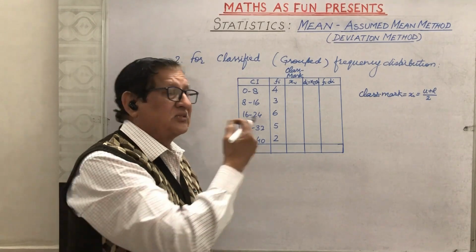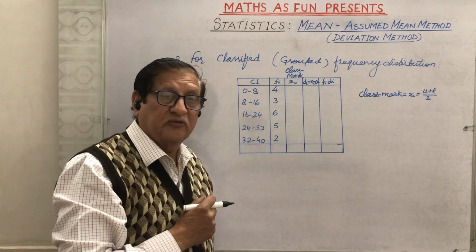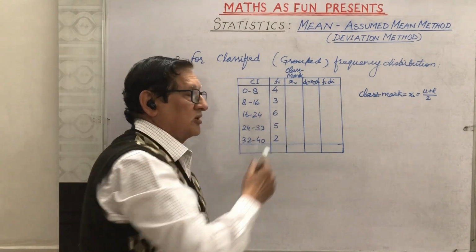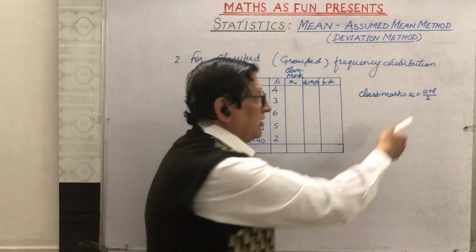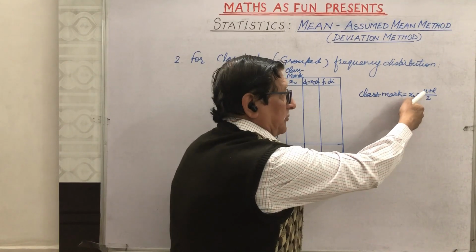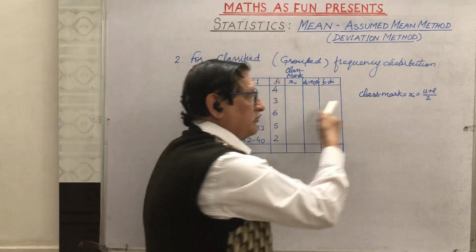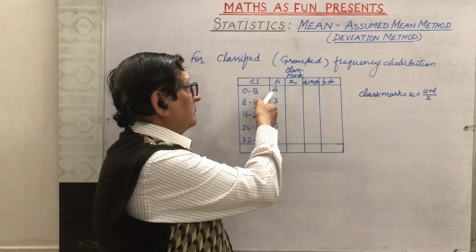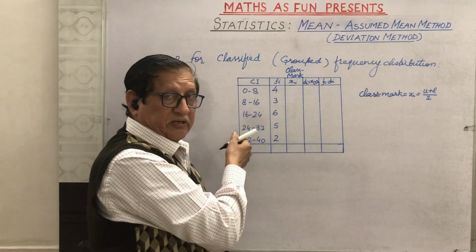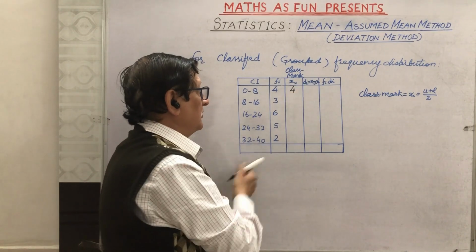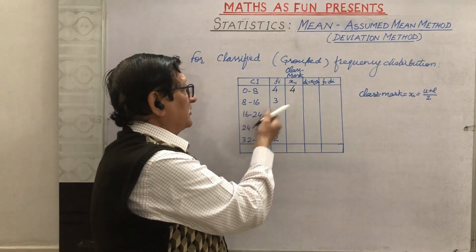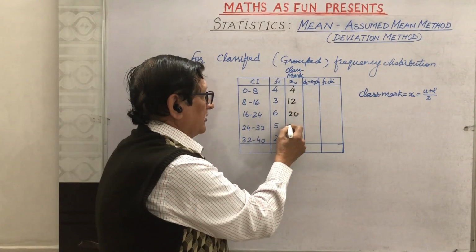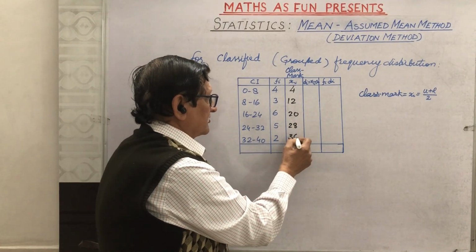Now we know in the classified or grouped frequency distribution we have to find out xi, that is the class mark of each class, and that is given by U plus L by 2, that is upper limit plus lower limit divided by 2 for each class. And the class marks here are 0 plus 8 divided by 2, that is 4, 8 plus 16 divided by 2, that is 12, and so on. We get here 20, 28 and 36.